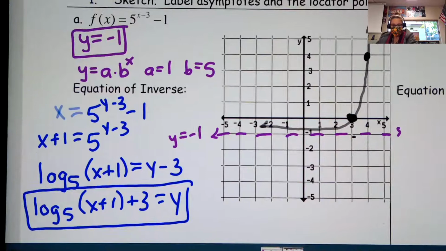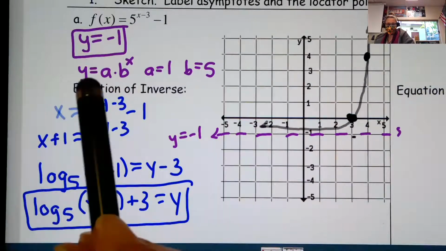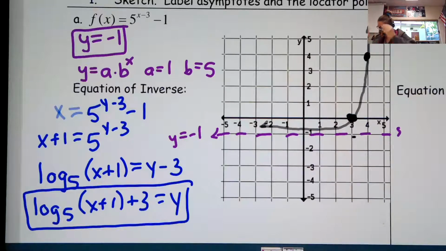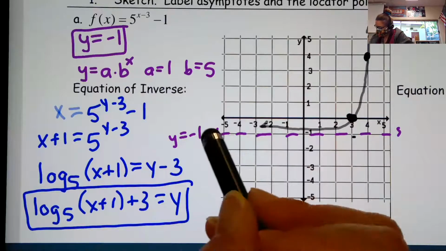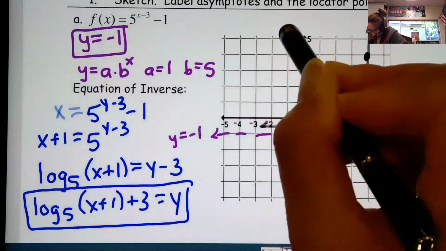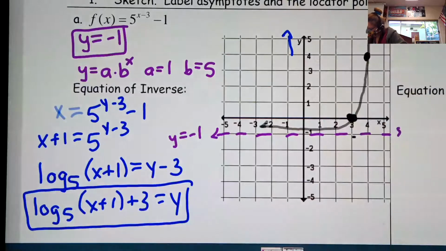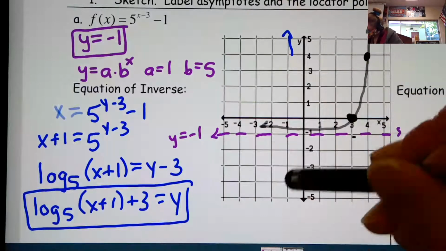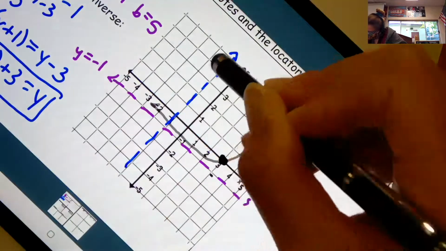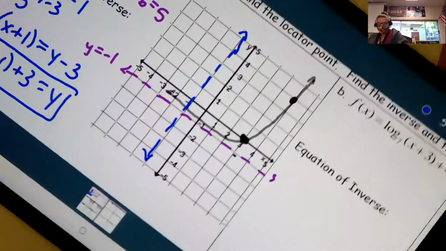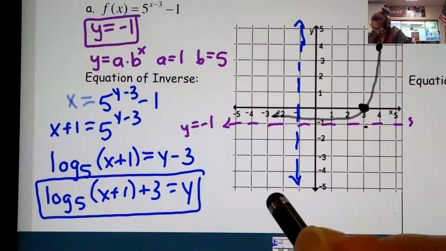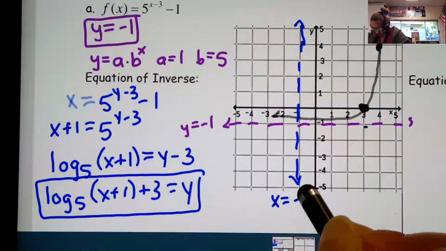Now, to graph that inverse equation, I can really just look at the original graph and then just do the opposite, meaning switch my x and y. So since this is at y equals -1, I'm going to have an asymptote at x equals -1. Just draw that in. So this is going to be x equals -1.